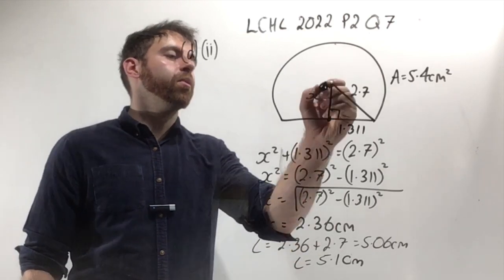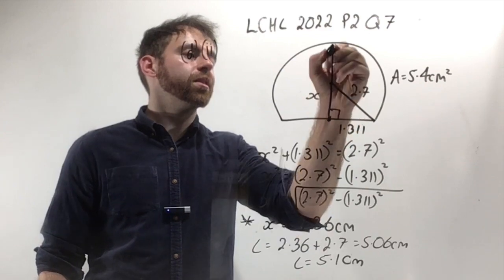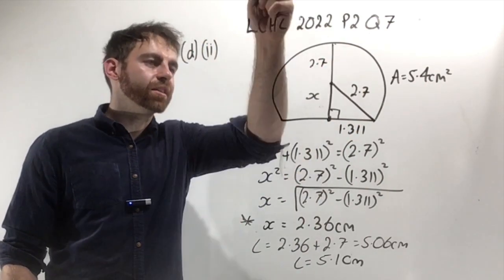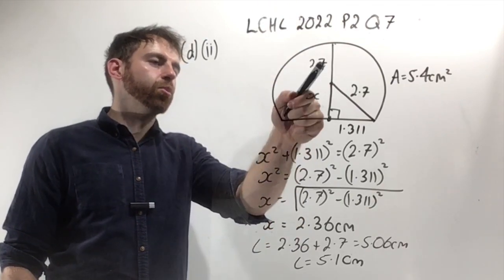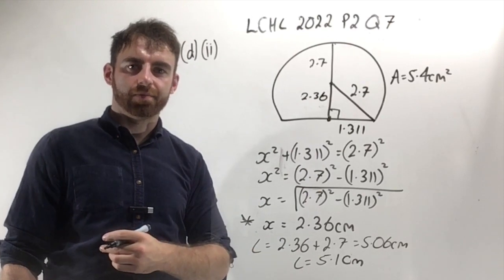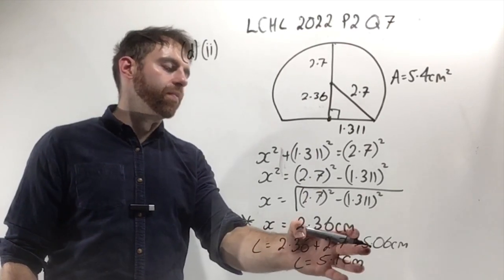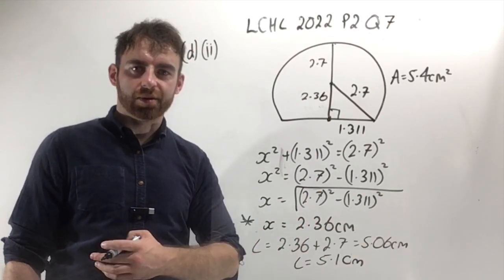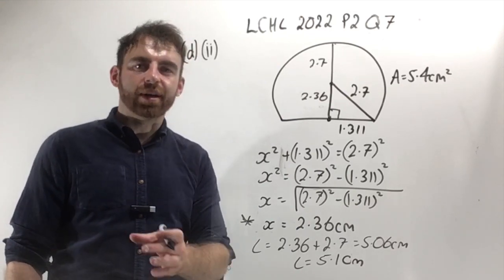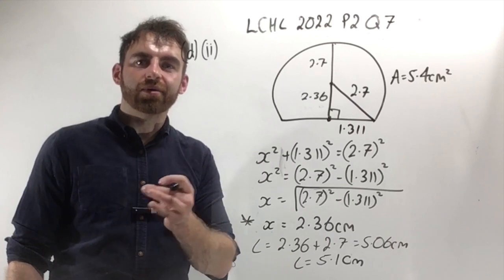Now remember, we obviously know the distance from the center to the top is 2.7 centimeters. So to get a value for L, the entire length, it's going to be 2.7 centimeters plus my 2.36 centimeters. If I add them both together, I get 5.06 centimeters. But you have to be careful with your units here. The question says to leave your answer in centimeters to the nearest millimeter.